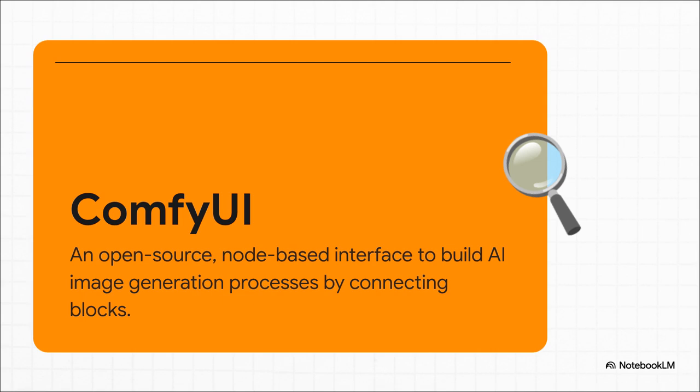Instead of writing lines of code, you're on a digital canvas and you're dragging and dropping these little blocks called nodes. You connect them with virtual wires, and each node does one specific job. It's like you're building a visual flowchart that shows you exactly how your idea becomes an image.